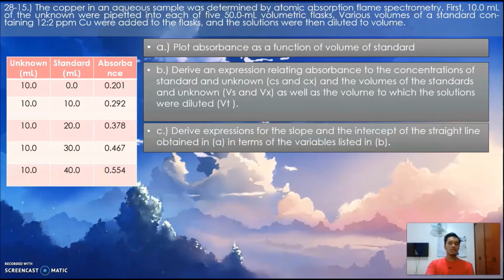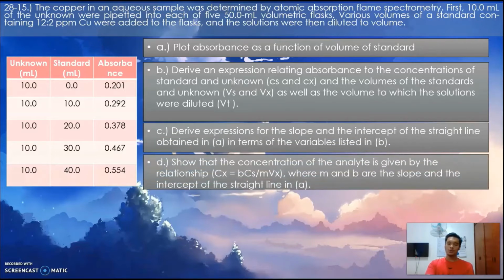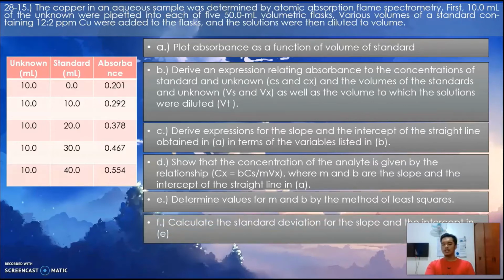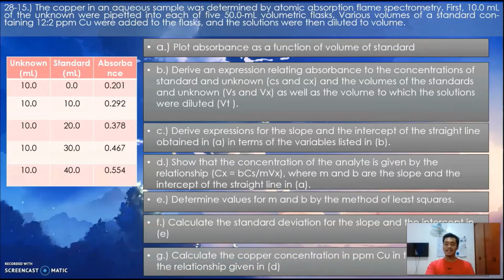C. Derive expressions for the slope and the intercept of the straight line obtained in A in terms of the variables listed in B. D. Show that the concentration of the analyte is given by the relationship Cx equals BCs over MVx, where M and B are the slope and the intercept of the straight line in A. E. Determine the values for M and B by the method of least squares. F. Calculate the standard deviation of the slope and intercept in E. And lastly, letter G, calculate the copper concentration in ppm Cu in the sample using the relationship given in D.